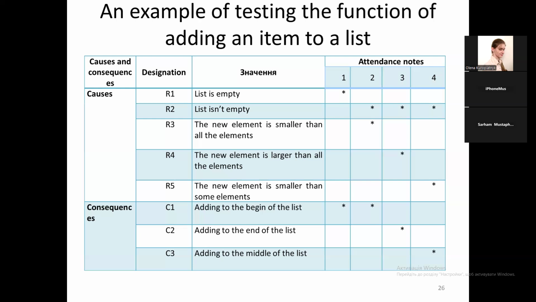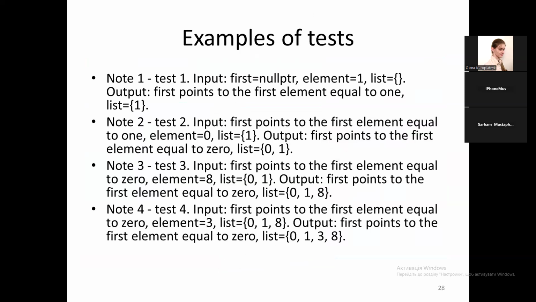I prove that 4 is an enough number of tests by this method, because in this method I need 1 test for 1 combination of causes, and that's all in this method of testing. And the last method is with state diagrams.